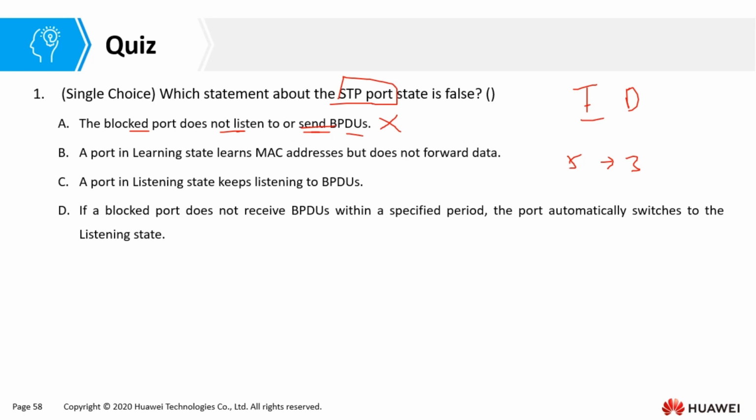B: The port in the learning state learns the MAC address but does not forward data. True. C: The ports in the listening state keep listening to the BPDU. Correct. D: If a blocking port does not receive a BPDU within a specific period, the port will automatically switch to the listening state. Yes, this means they switch from blocking to listening to learning to forwarding. So the incorrect answer, the false one, is A.